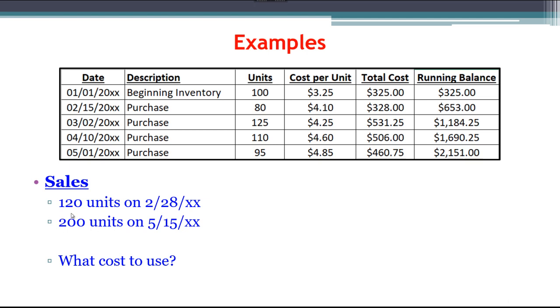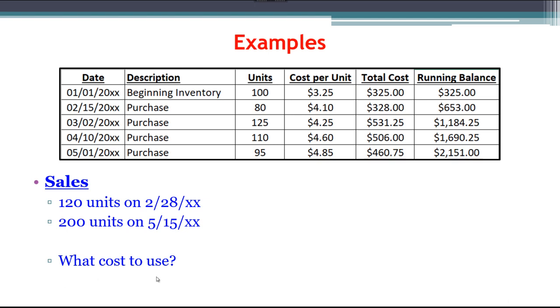So now let's say we sold 120 units on February 28th. By that point, we already have 2 layers of inventory. We haven't quite received the 3rd layer yet, so we're selling right in the middle. And then we sell 200 more units on 5/15 at the end of everything.